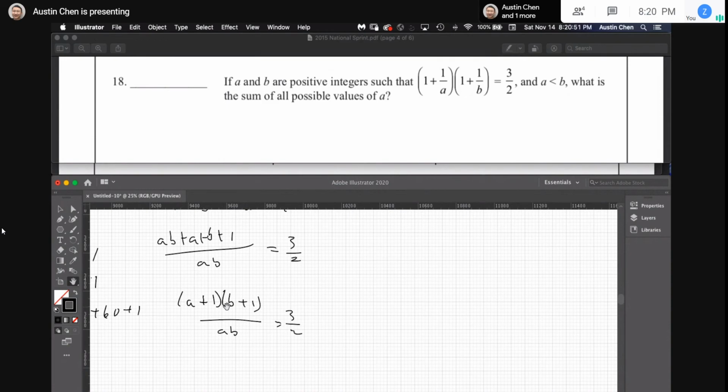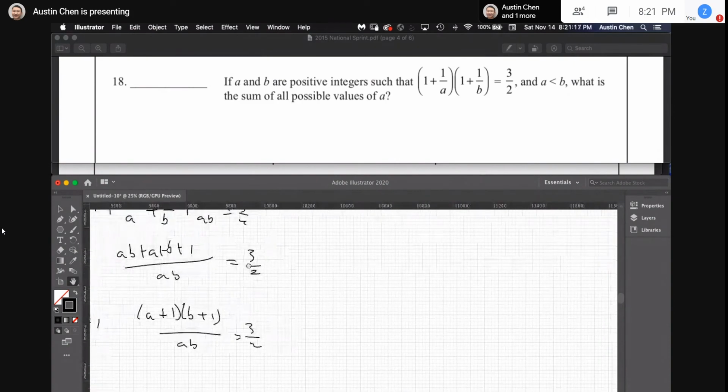But if you got to (A plus 1)(B plus 1) over AB equals 3 halves, at this point I would just try some numbers and see what happens. Just make an attempt to get to 3 halves and see what you get. Yeah, you could try with this, but there's a better thing.